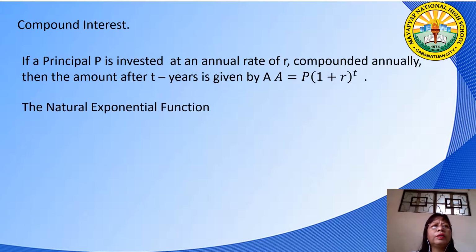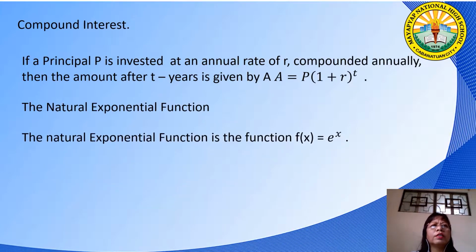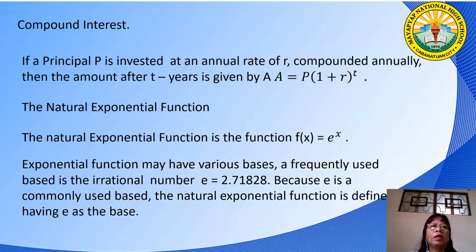Another application is the natural exponential function. The natural exponential function is the function f of x equals e raised to x. Exponential functions may have various bases. A frequently used base is the irrational number e equals 2.71828. So that is an irrational number. Because e is a commonly used base, the natural exponential function is defined as having e as the base.